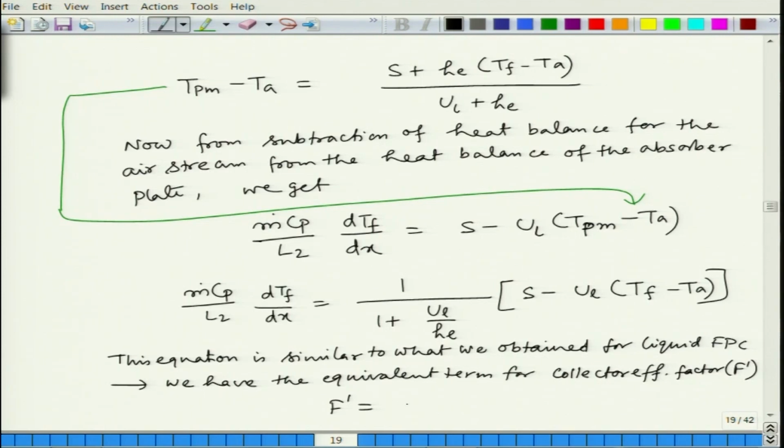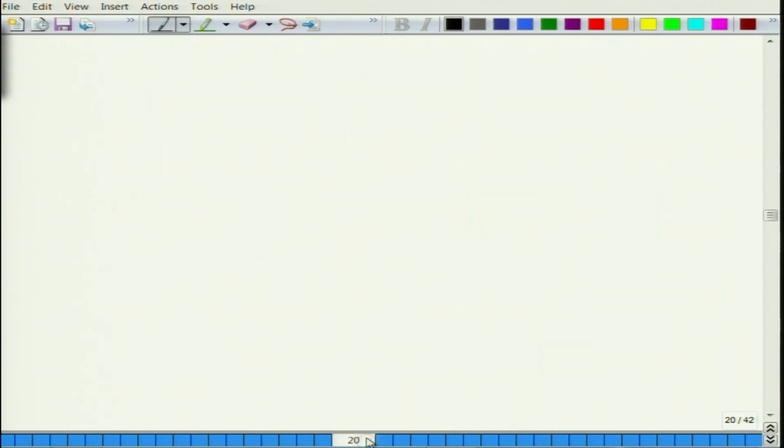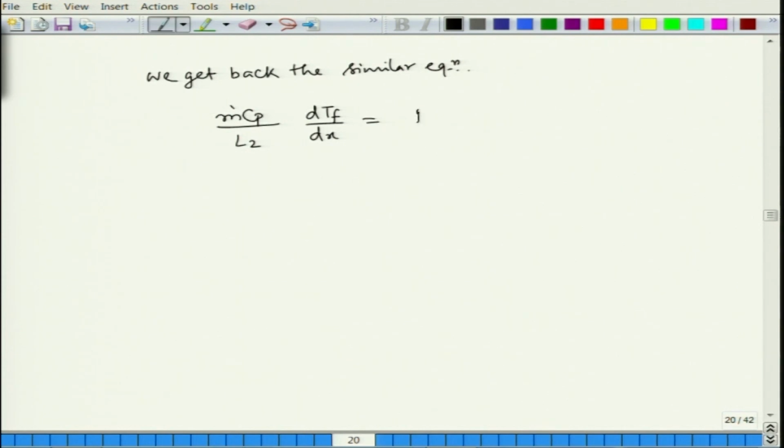Here that F prime is 1 over UL by HE, reciprocal of that, 1 upon 1 plus UL by HE. If you substitute that, it is thus exactly the same equation we obtained. So, here we get back a similar equation, because not exactly the same, because we did not introduce the area of the collector yet. So, that is why there are some external dissimilarities, but mathematically they look exactly the same.